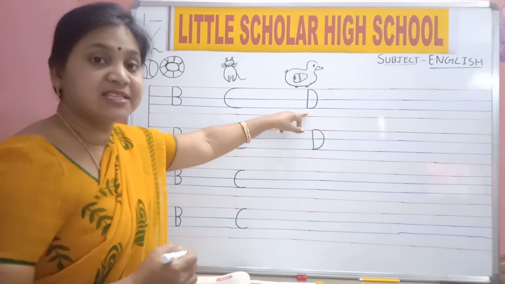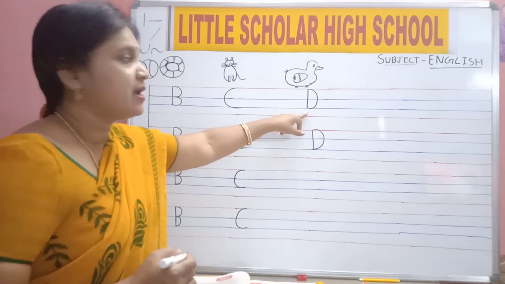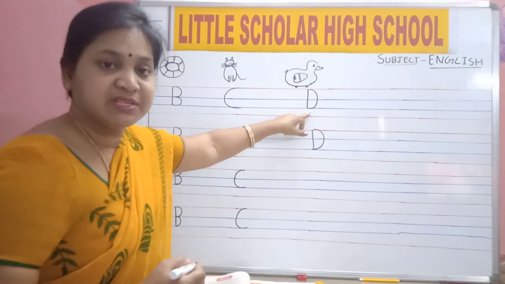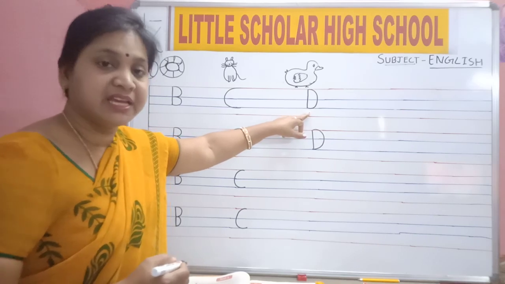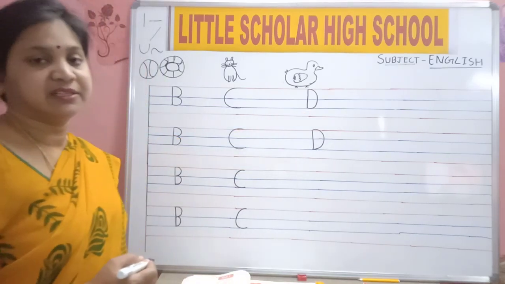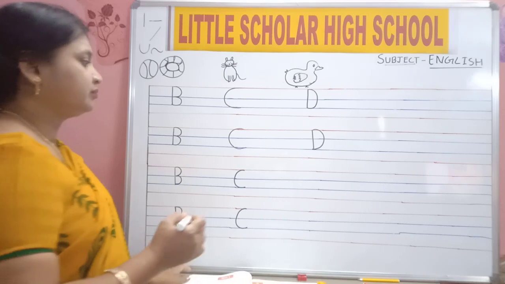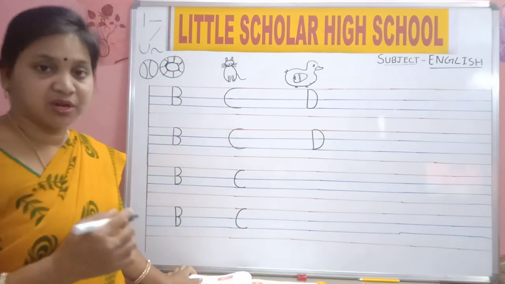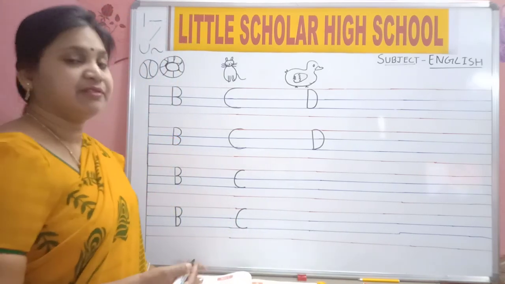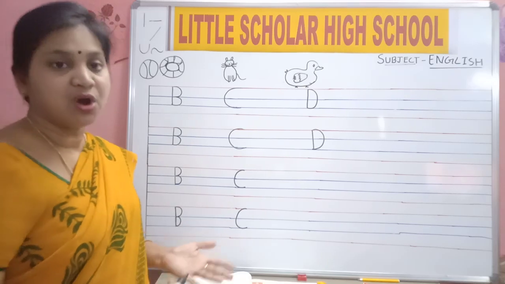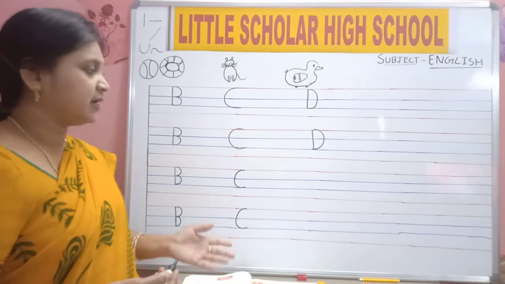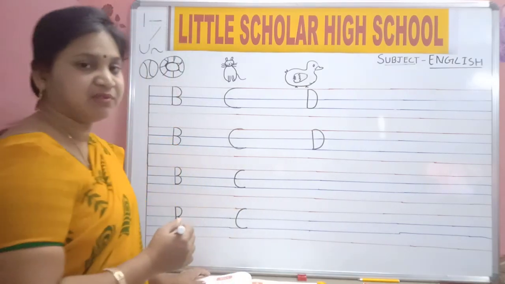Which letter is this? Capital D. Which letter is this? Capital D. D for duck. D for doll. D for donkey. Yes. D for duck. D for doll. D for donkey. Once again we learn D.